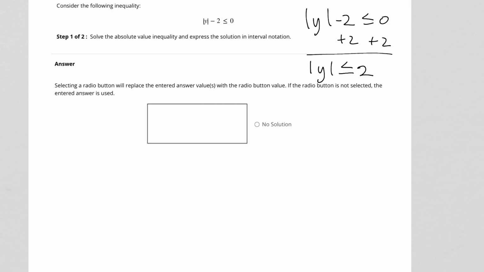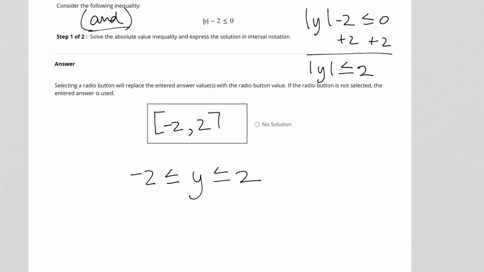This is less than or equal to. This is an and statement, which means I'm going to have negative 2 less than or equal to y less than or equal to 2. And that is my solution. Now it wants it in interval notation, which means because these are less than or equal to symbols, I'm going to have a bracket, negative 2, comma, 2, and another bracket.